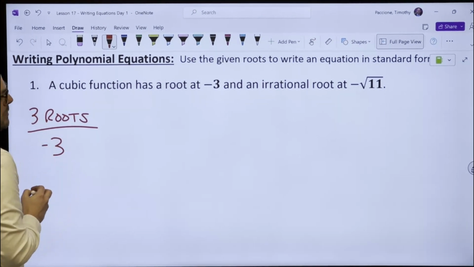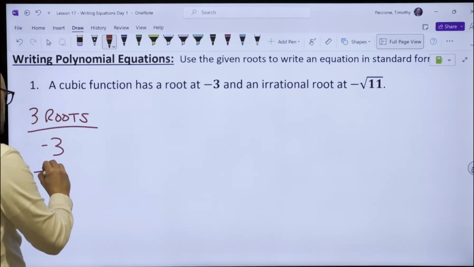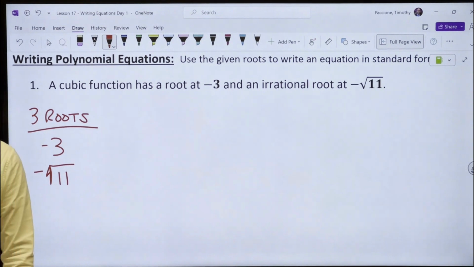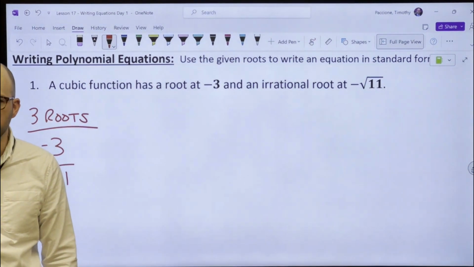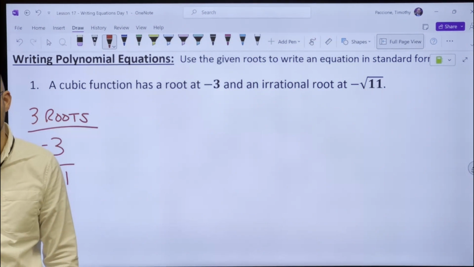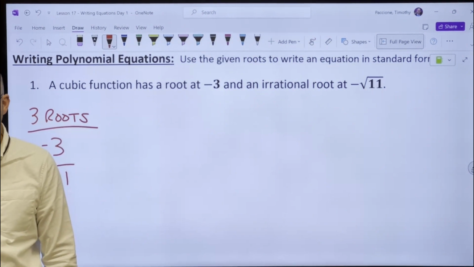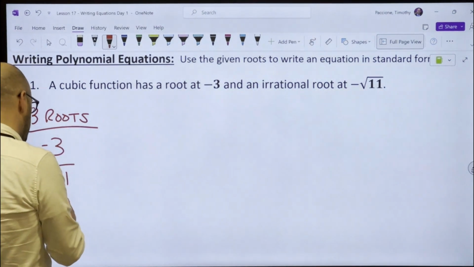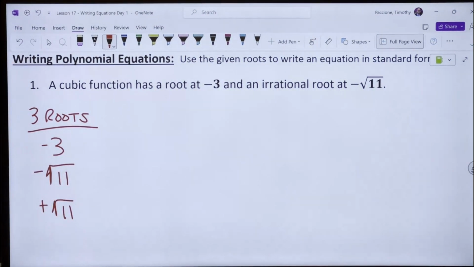Negative 3, and negative square root of 11. Okay, but they told me that it's cubic, so what else must be there? It has to be positive square root of 11, because there's no way you would get a square root that was just negative or positive. It would always be a plus or minus. So, okay, there's my 3 roots, so I'm on my way.